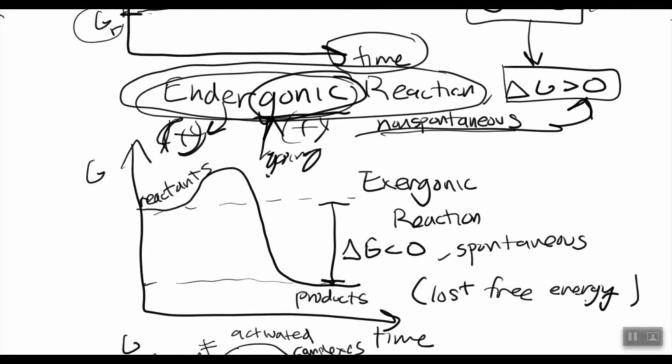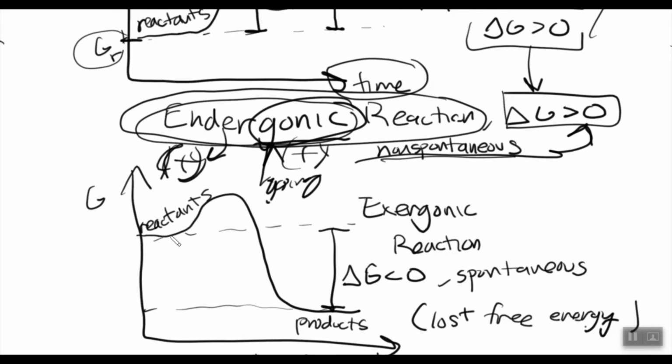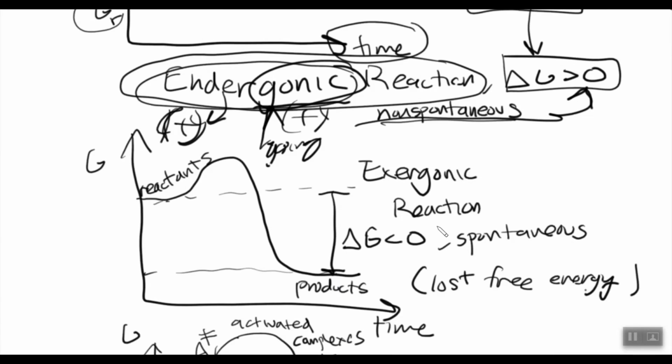Now this reaction is the complete opposite. We're going from reactants to products, but it's decreasing in Gibbs free energy. So obviously, delta G will be negative. Oops, that's a positive. Let's make that negative. Delta G will be less than 0. So we know that's spontaneous.